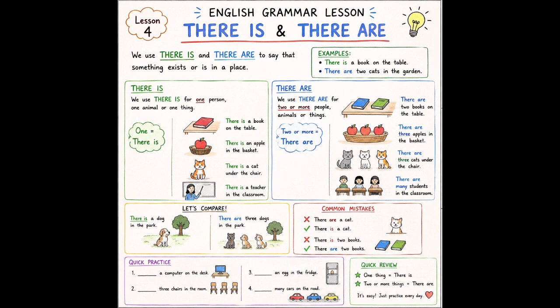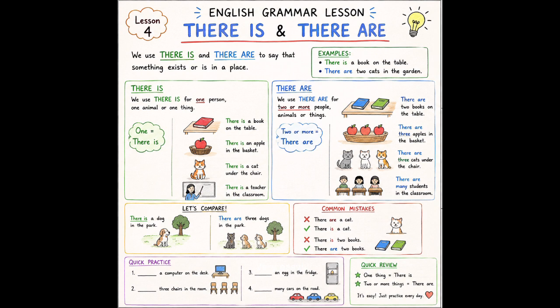Easy, right? Let's compare. Look carefully. There is a cat. Only one cat. There are 2 cats. 1 cat, there is. 2 or more cats, there are. Another example. There is a flower. There are many flowers. Very easy.